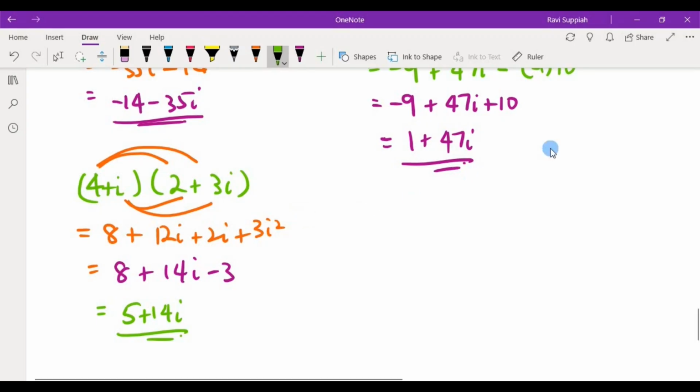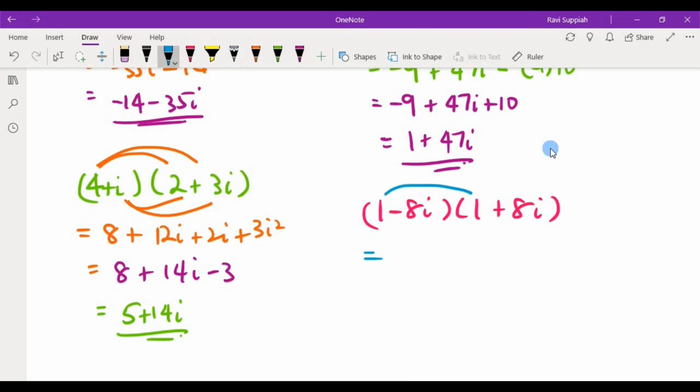Okay, now let's do one more example here. 1 minus 8i multiplied into 1 plus 8i. Okay, so this is a bit interesting. Let's expand and see what happens here. So 1 into 1, I get 1. 1 multiplied by plus 8i is 8i. Minus 8i multiplied by 1 is minus 8i. And minus 8i multiplied by positive 8i is minus 64i squared.